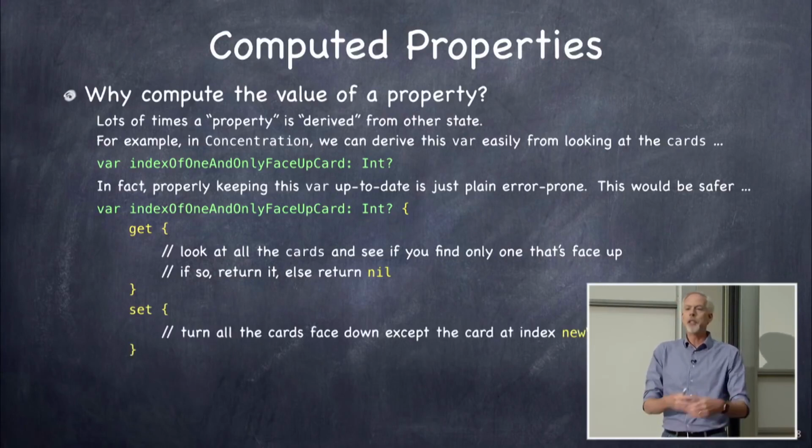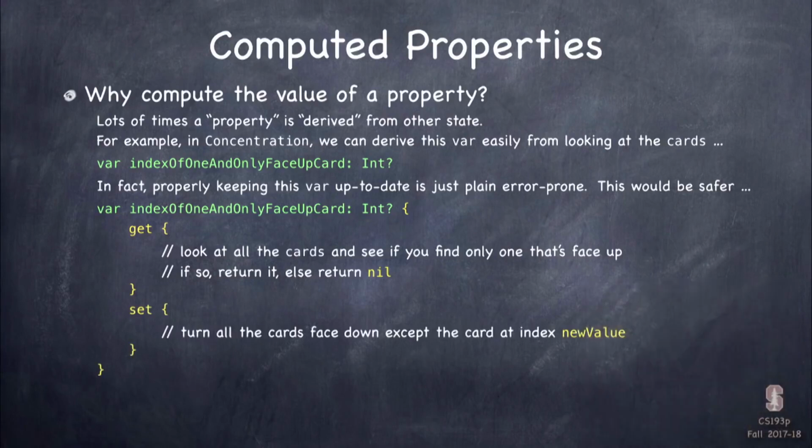And the set just looks at that index, makes sure that card's face up, and all the rest are face down. You see? So we're just using this computed property to provide this conceptual property, which is the index of the one and only face-up card. That is a property of our game, but it's computed from another one. Everyone get what I'm saying there? Okay? So let's go to Concentration and make this change.